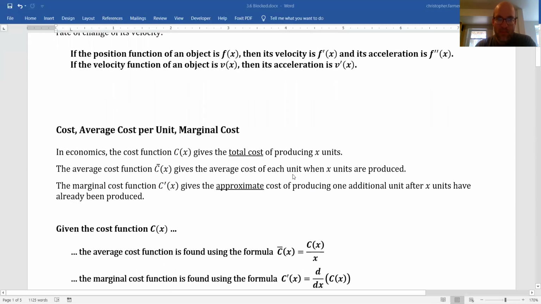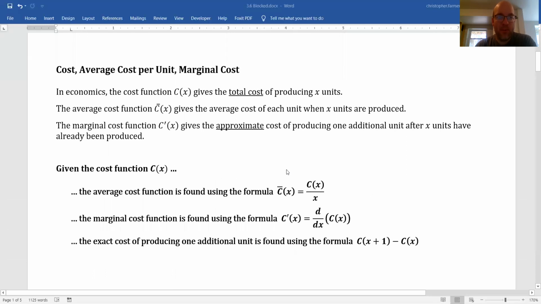The other main idea, before we get into some examples, is, as I mentioned, something called marginal cost. We'll actually go ahead and talk about the average cost per unit as well, but these are both ideas from economics or business models. And so in general, if you're trying to produce some sort of product that you're selling, everybody has some sort of cost function.